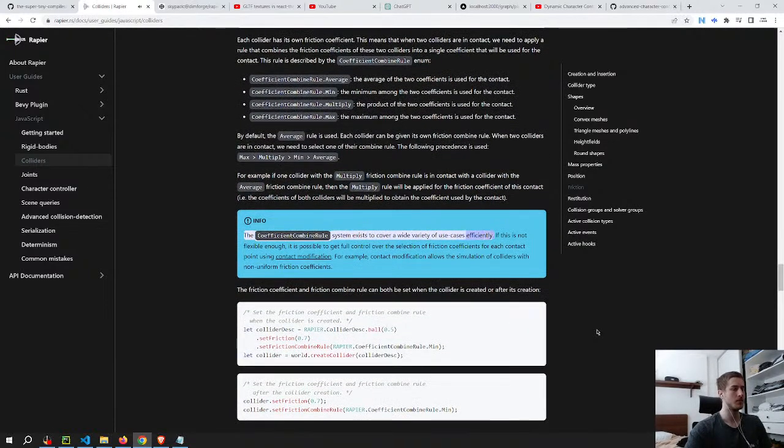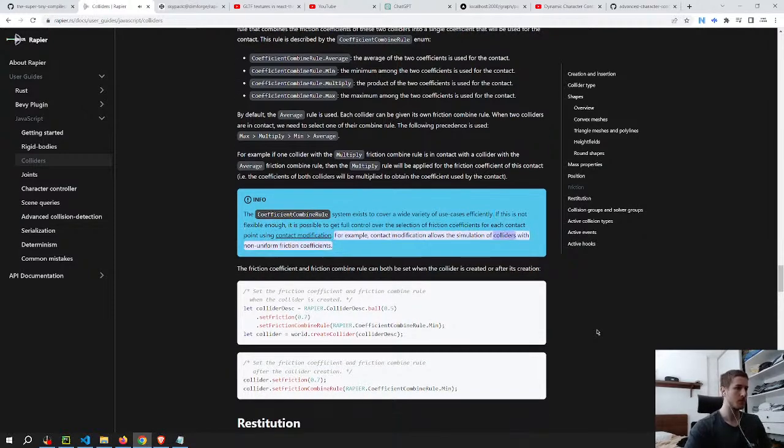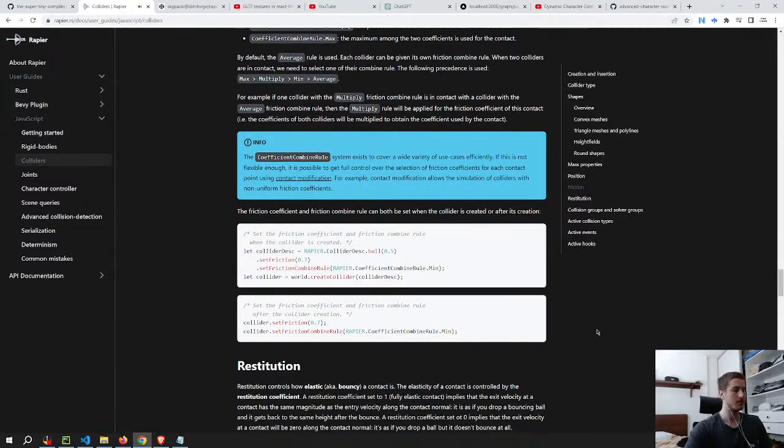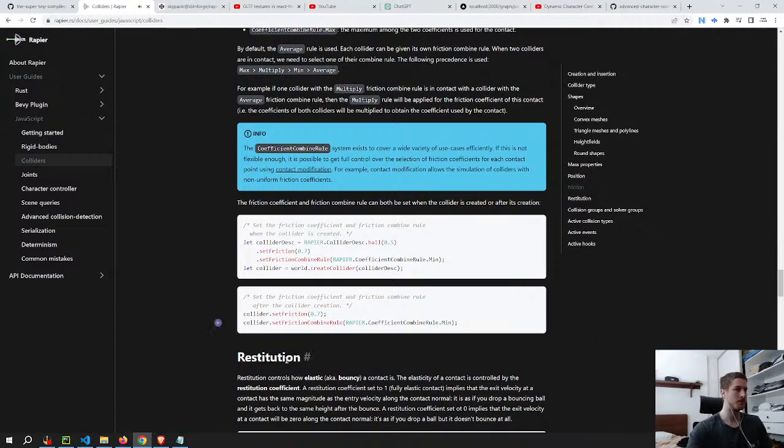The coefficient combine rule system exists to cover a wide variety of use cases efficiently. If this is not flexible enough, it is possible to get full control of the selection of friction coefficients for each contact point using contact modification. For example, contact modification allows the simulation of colliders with non-uniform friction coefficients. The friction coefficient and friction combine rule can both be set when the collider is created or after its creation. // Set the friction coefficient and friction combine rule when the collider is created. // let collider_desc = RAPIER.ColliderDesc.ball(0.5).setFriction(0.7).setFrictionCombineRule(RAPIER.CoefficientCombineRule.